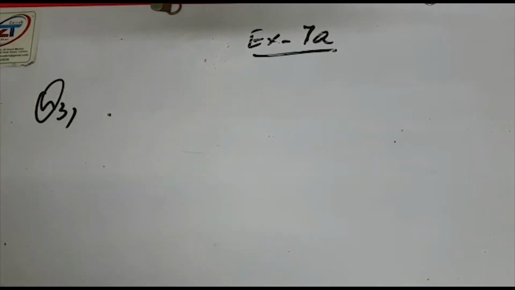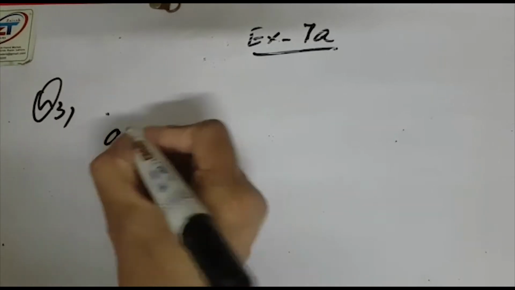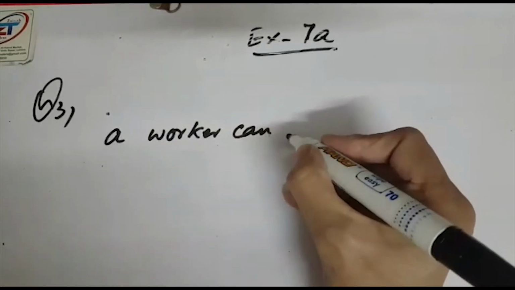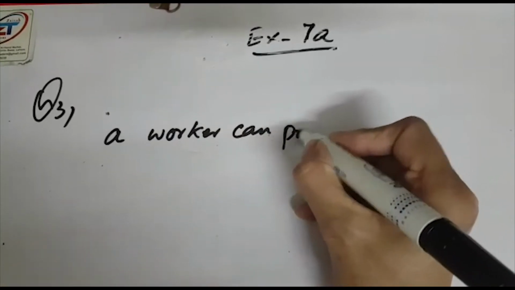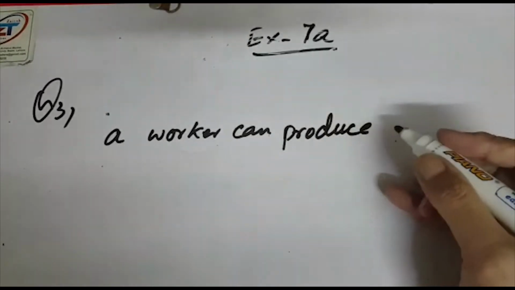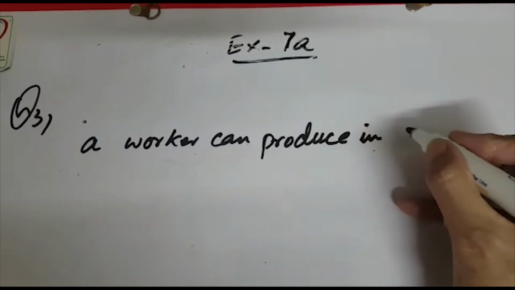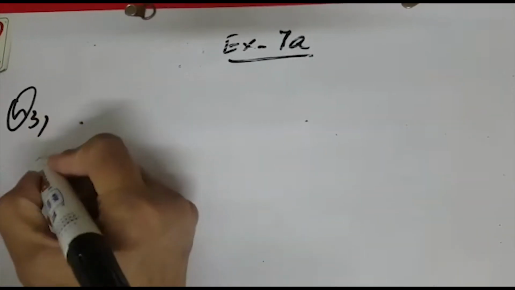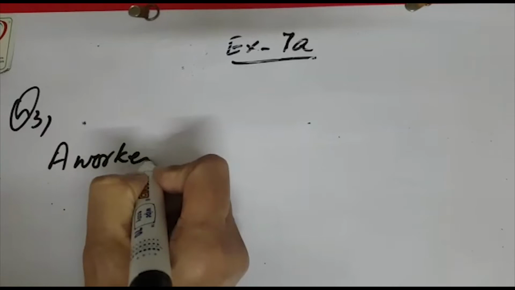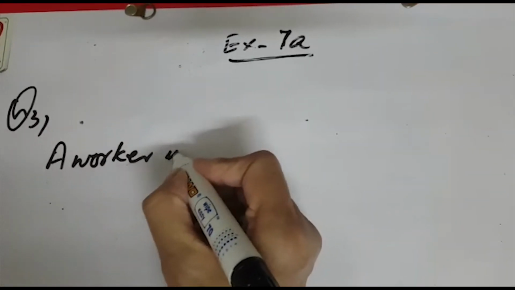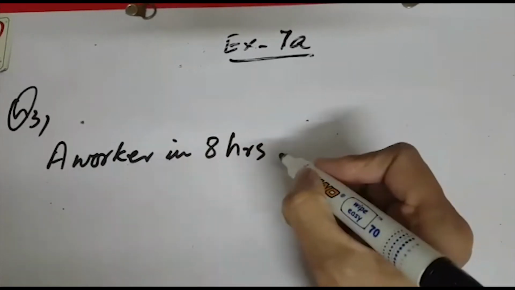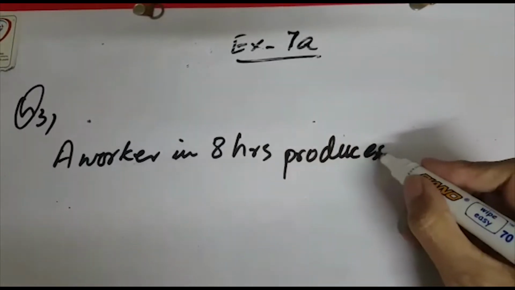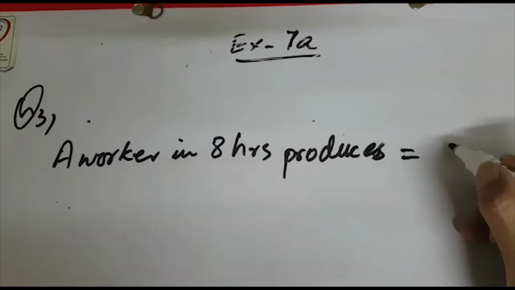So write down the first statement which is given: a worker in 8 hours produces how many toys? 28 toys.